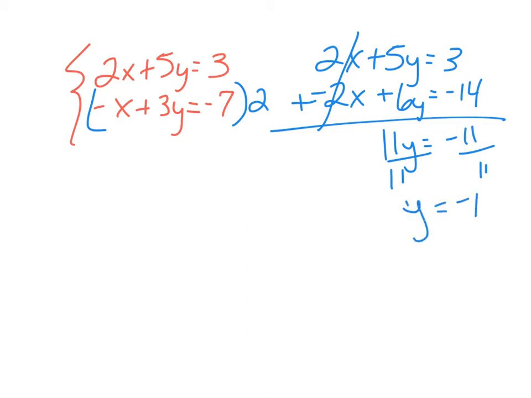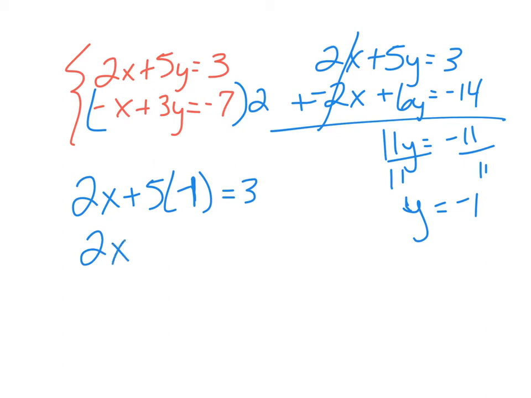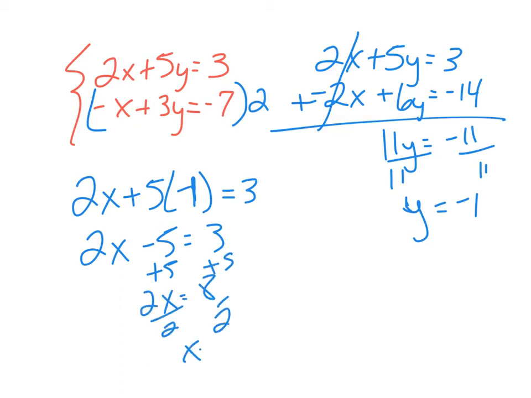Right, now I'm going to take that and put it back into my first equation this time. Remember, it doesn't matter, just pick one of the equations, but whenever you plug this number in, it works best, ideally, if you put it in parentheses. So that's going to be 2x plus 5 times negative 1 equals 3. So I just put the negative 1 in place of y in my first equation. So that's 2x minus 5 equals 3. Add the 5. Divide by 2. And x equals 4.